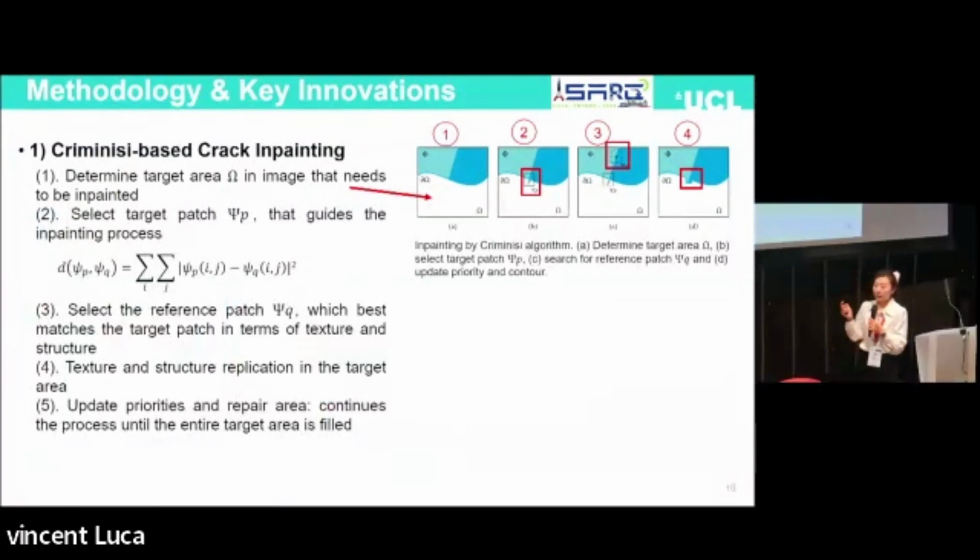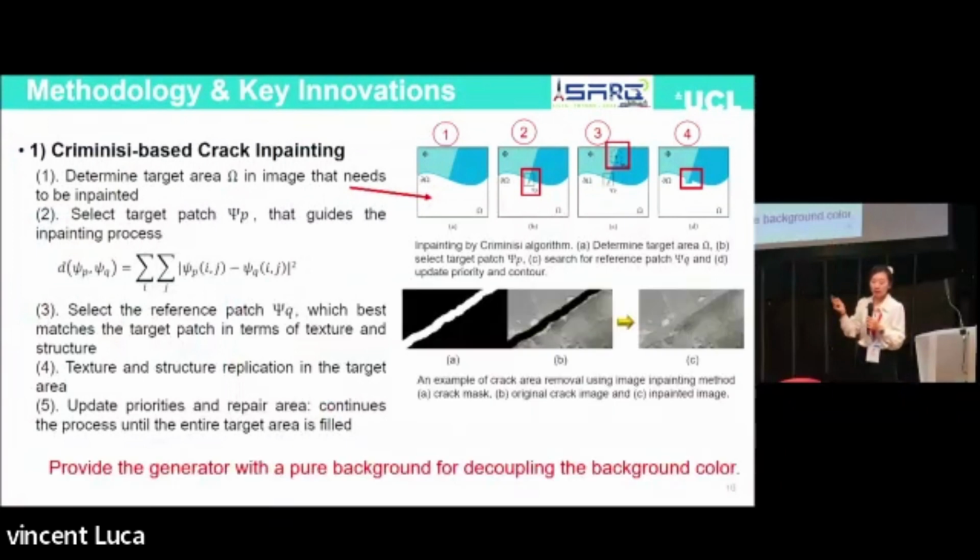Okay, let's see how we complete this step by step. The first one: you can see we determine the target area in the first image, and then we select the target patch area. Afterwards, we select the reference patch, and finally we generate the texture and structure replicated in the target area. Gradually, we generate new images for the whole target area. This is an example where we remove the crack area. You can see this is the raw image, and afterwards we get the pure background images.